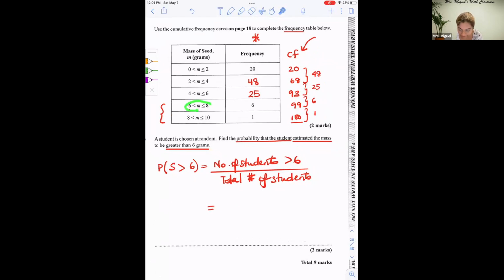Is this here greater than 6? And this one greater than 6? Yes, miss. So 6 plus 1 over 100. The answer, 7 over 100. These masses are greater than 6. So take it out.